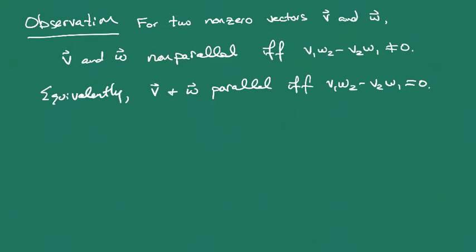This leads us to the following observation. Suppose that we have two non-zero vectors, v and w, and these vectors are in R2. Then v and w are non-parallel if and only if v1w2 minus v2w1 is not 0. Equivalently, we could say that v and w are parallel if and only if v1w2 minus v2w1 is 0.